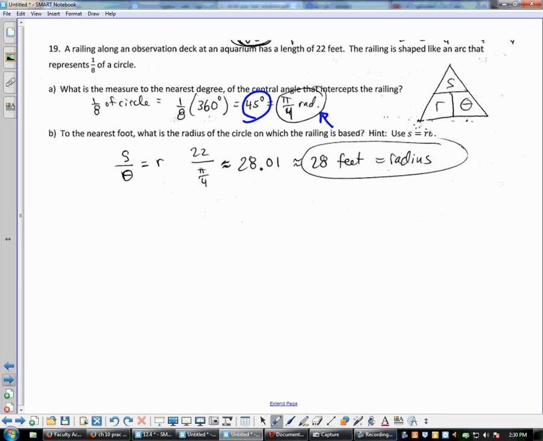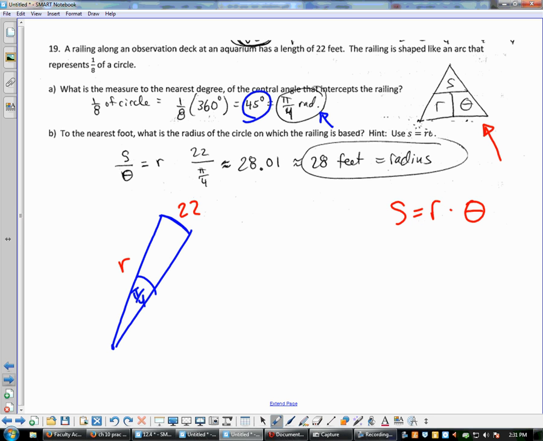For part B, it says to the nearest foot, what is the radius of the circle on which the railing is based? So we have this little railing here that's actually part of a larger circle. But we know that the angle here was 45 degrees, or pi over 4. And we're trying to find, if this is 22, the radius of that circle. We use this formula, S equals R times theta, which you could visualize in the little triangle method, like on the video, S over R theta, drawn like that.